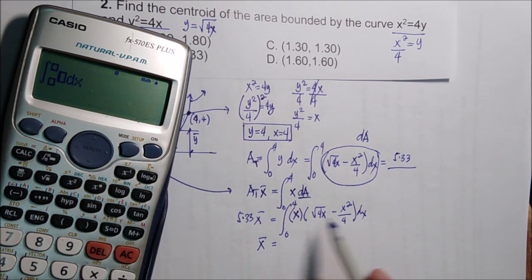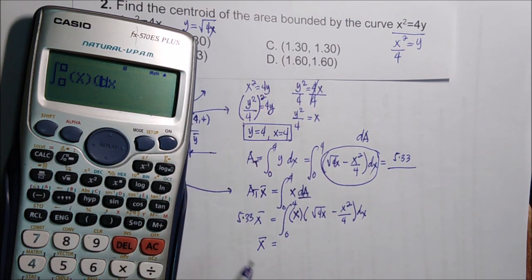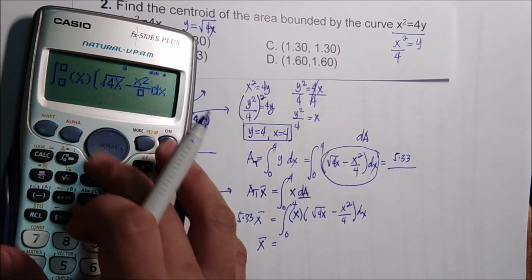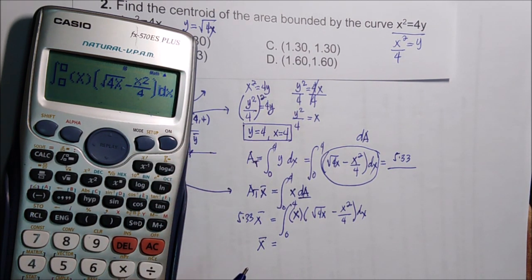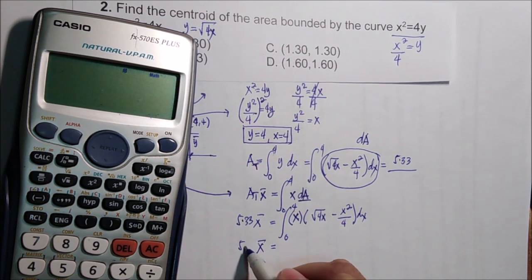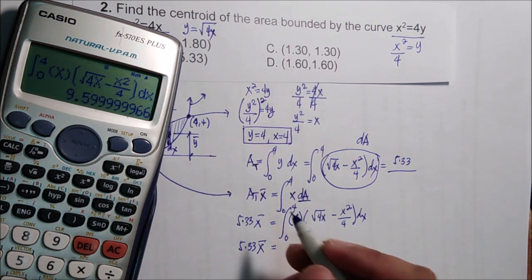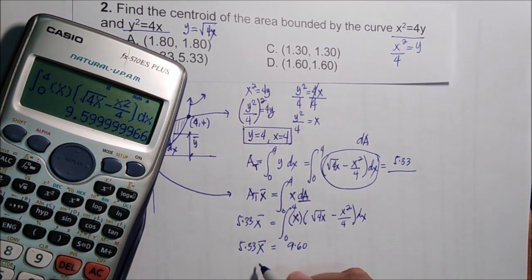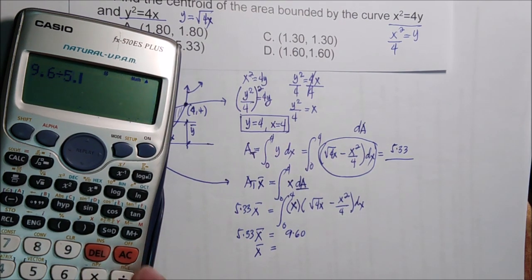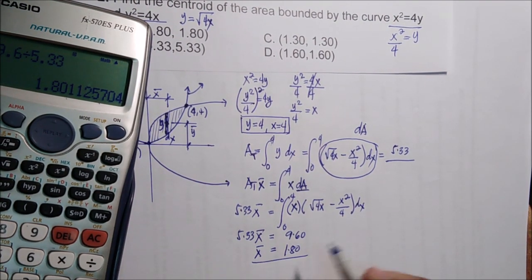Integral of, open parenthesis x, close parenthesis, open parenthesis, square root of 4x minus fraction x squared over 4, and then limit 0 to 4. So this is 5.33, and let's check what the answer is. 9.6. So bar x is equal to 9.6 divided by 5.33, that is 1.8. So this is the value of bar x.